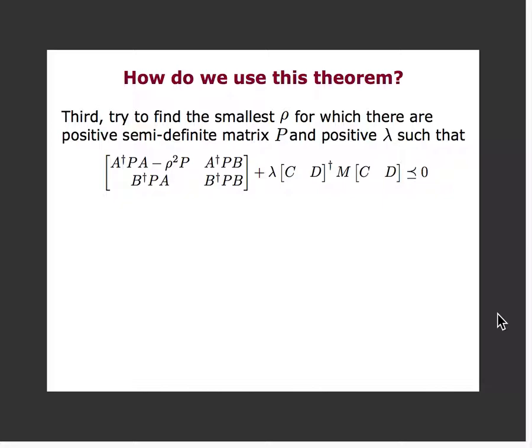the smallest rho, of course. We want to find a small rho. We want to find the smallest rho for which we can find a strictly positive definite matrix P and a positive constant lambda such that this inequality here holds, where this just says that all the eigenvalues of this matrix here need to be negative. Not negative, I guess, non-positive.